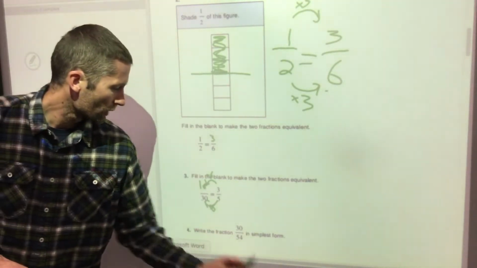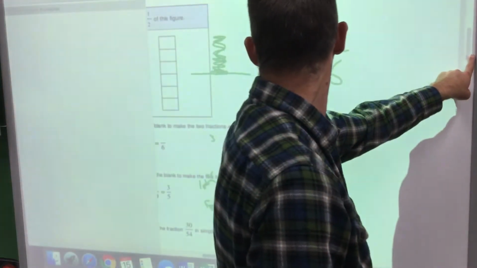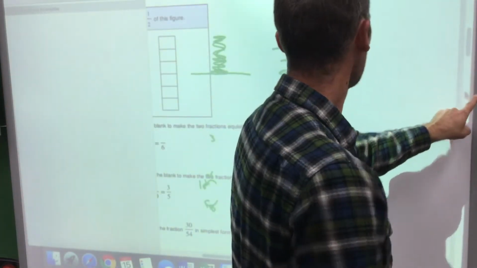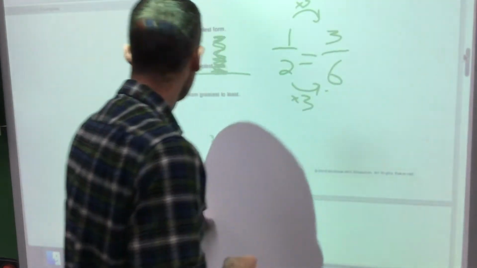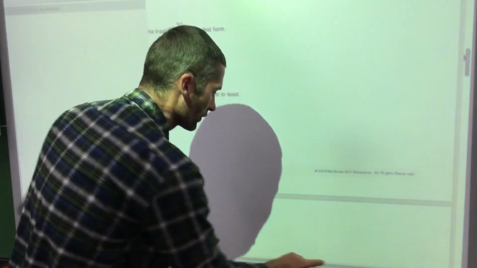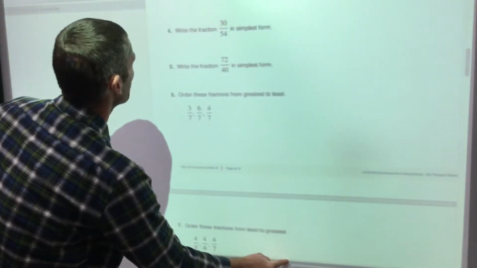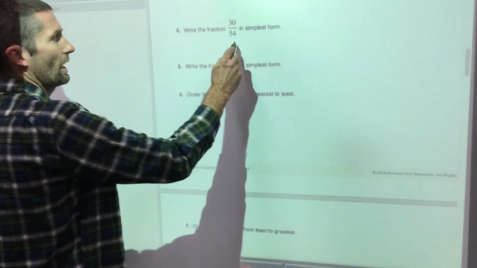Write the fraction 30/54ths in simplest form. Well, the first thing I'm going to see is that they're both even. So since they're both even, I know I can divide by 2. There's faster ways to get there if you know your division well. If you don't know your division well, first see if it's divisible by 2, then see if it's divisible by 3. So I'm going to cut both of those in half.